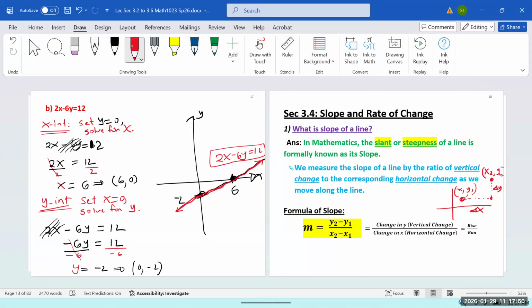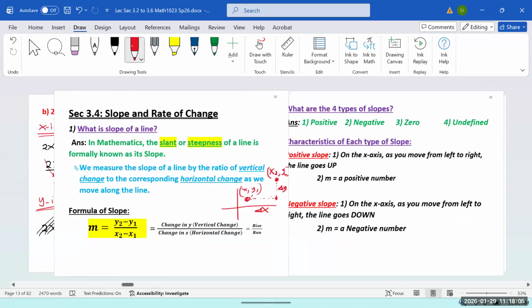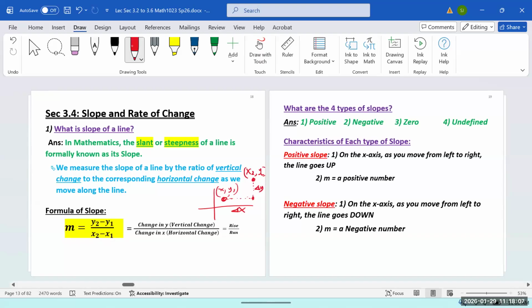You cannot switch their position. You cannot say x is on the top, y is on the bottom. No, y always has to be on the top. So the two y's, get their distance divided by the horizontal distance. They also have another name, rise over run. So when you walk upward, you are rising. When you go from left to the right, you are running. So rise over run means y over x.